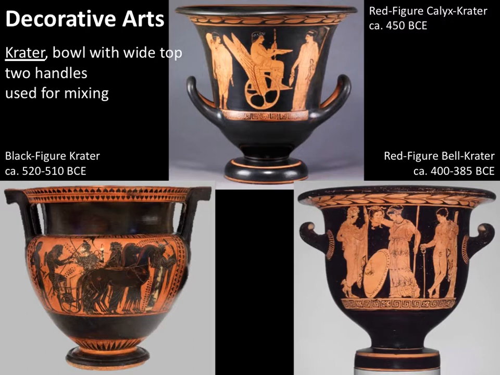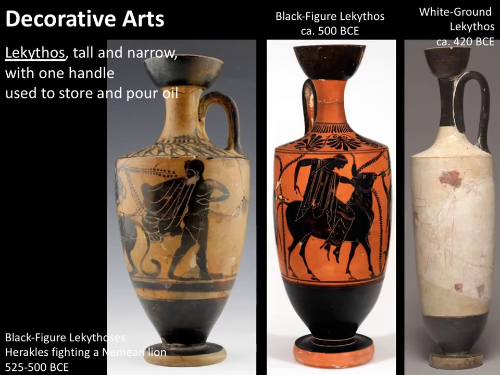The Greeks used this crater, which has this really wide top, and these two handles that are basically mixing bowls. And then there's the lekythos, which is this tall, beautifully delicate pitcher used to store oil. Again, if you've read any Homer or Greek tragedies, they're always pouring olive oil in memory of someone or to give honor at a grave. And so that is what you would use your lekythos for.